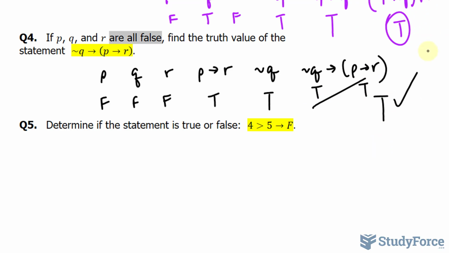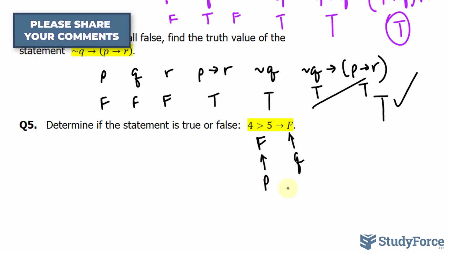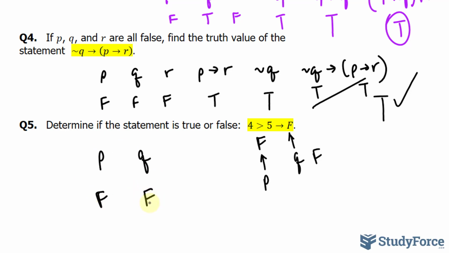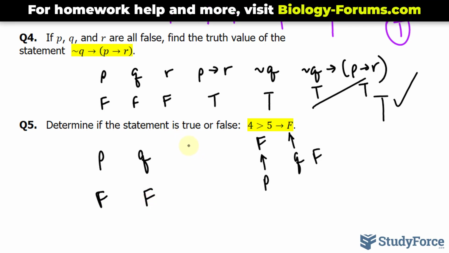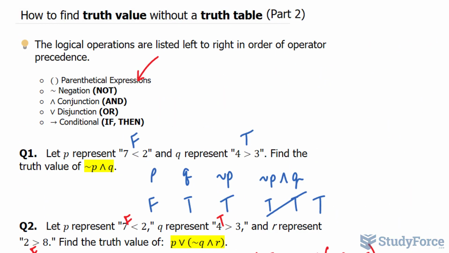Lastly, in question 5, determine if the statement is true or false. We start with 4 being greater than 5. Of course, that's false. And I'm going to call this part P. I'm going to call this part Q. And already it's false. So we have a condition where P is false, the antecedent, and the consequent is false. Because both of them are false, it's a double negative that makes the whole thing true. And there you have it. Two more examples on how to find the truth value without creating a truth table.